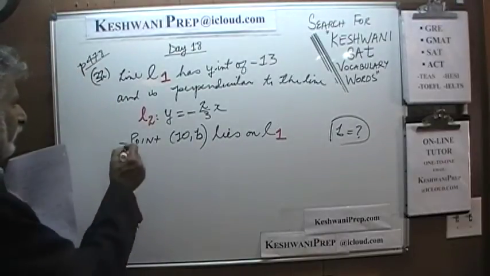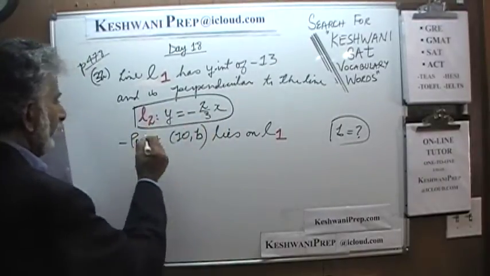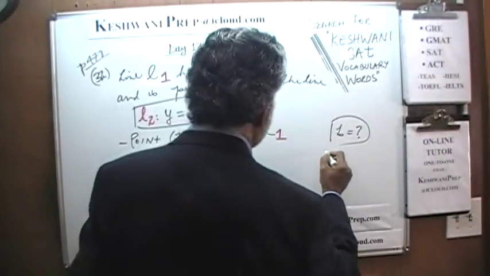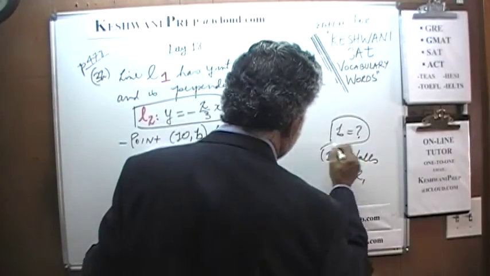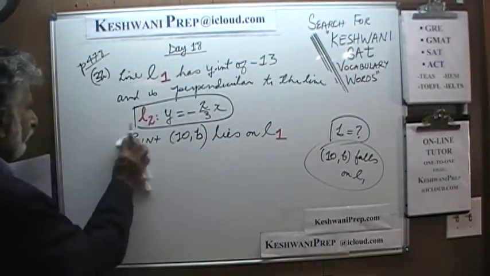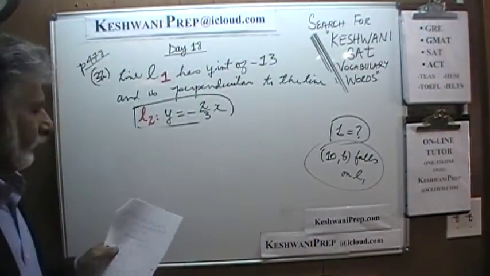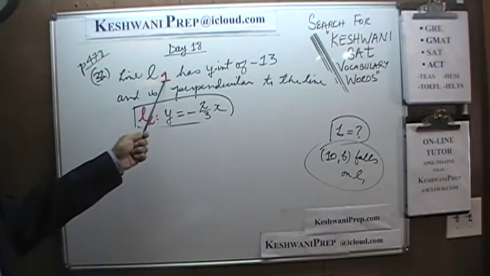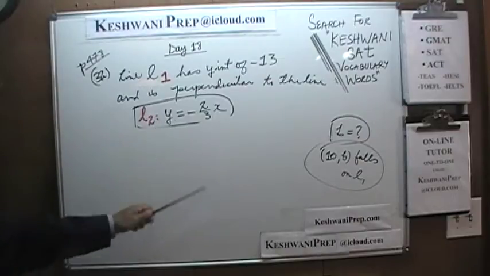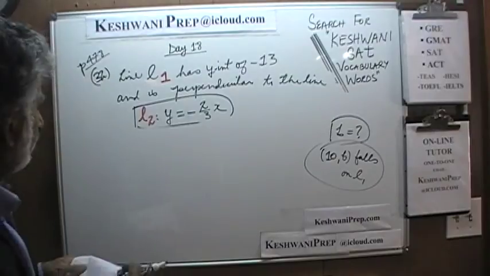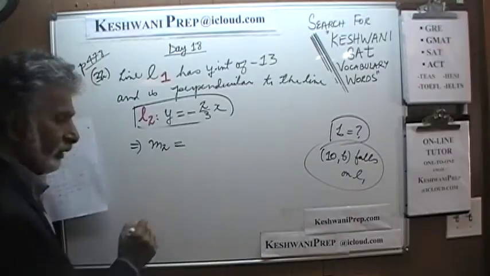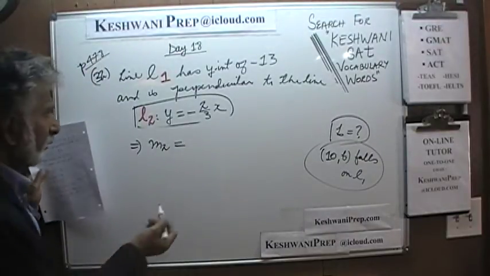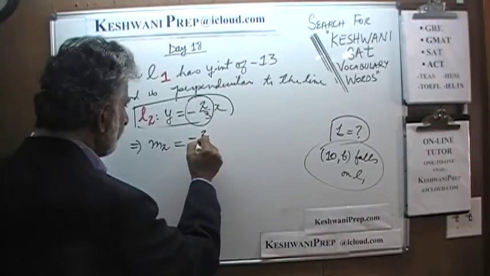So we'll begin our work with L2 right here, and we'll keep in mind that 10, B falls on L1. Let's keep a note of it and put it aside. The second line, L2, has this equation, which implies that the slope of the second line, M2, M is for the slope, must be right here. That's the slope, negative 2/3.